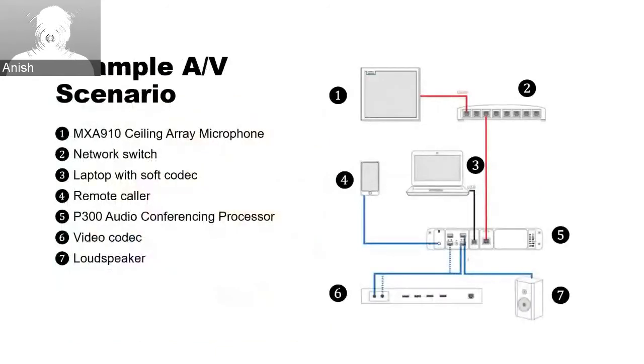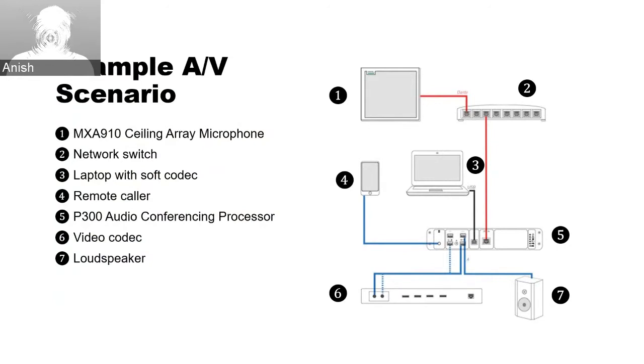Now we move on to an example AV scenario. Though the exact details of each AV system could vary from room to room, there are some common AV components that can be found in most rooms. First we have the microphones used to capture speech within a room. For this particular example, we have the MXA910 ceiling array microphone, which has 8 independent, steerable channels. This is connected to a network switch supplying power over Ethernet to the microphone.